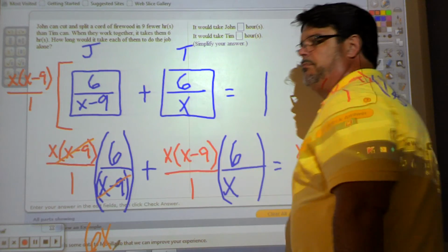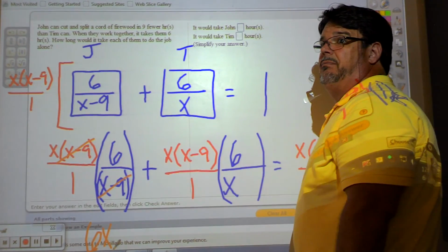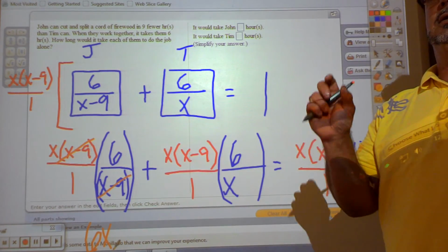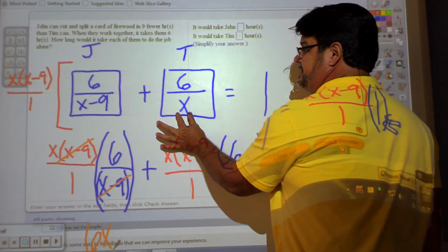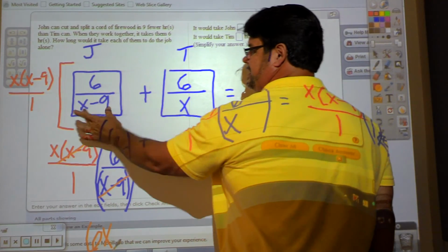Oh, but wouldn't you just do the X minus 9 because it's bigger? This is not the same as that. No. You have the same base and different exponents. This is base of x. This is x minus 9. This is not the same as this.